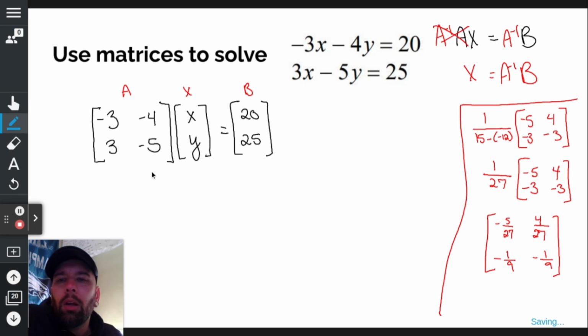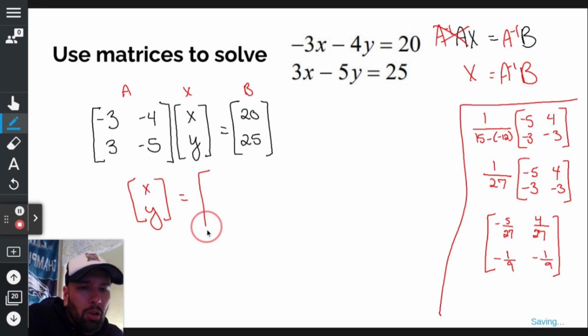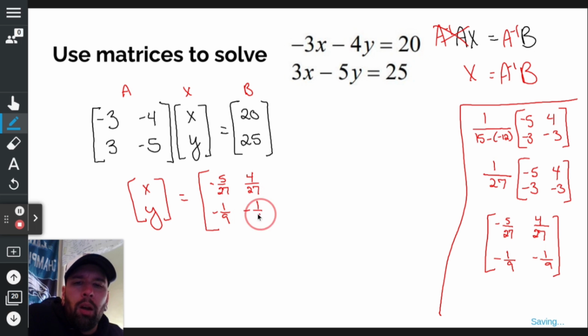All right. So is this easier? No. Is this another option? Yes. XY is going to equal A inverse, which is negative 5 over 27, 4 over 27, negative 1 over 9, negative 1 over 9, times 20 and 25.